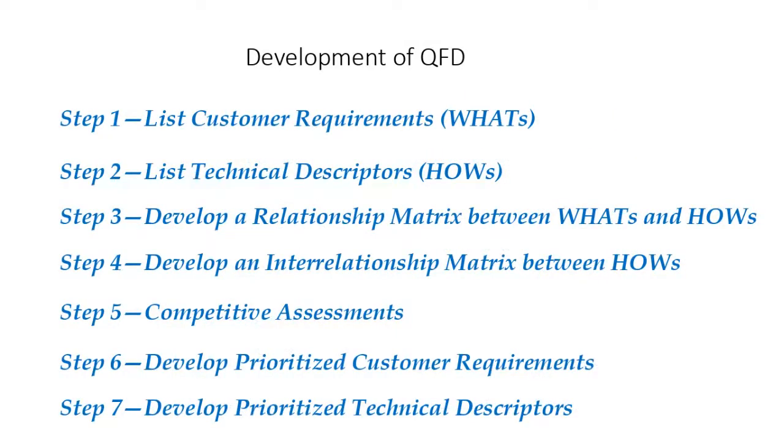To develop the quality function deployment, there are 7 basic steps. Start with collecting the customer requirements, what you need. You need a comfortable ride. If it's a car, you need low noise in the cabin. Then how these requirements can be translated into technical descriptions or technical specifications. How do we do that?